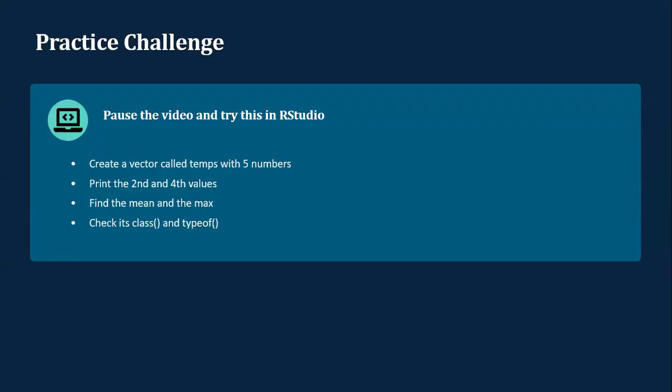Your turn. In RStudio, create a vector temps with 5 numbers. Print the second and fourth value. Find the mean and the maximum. Then check its class and type. When you are done, drop your temps vector in the comments. I genuinely read through them and it helps me know what to cover next.